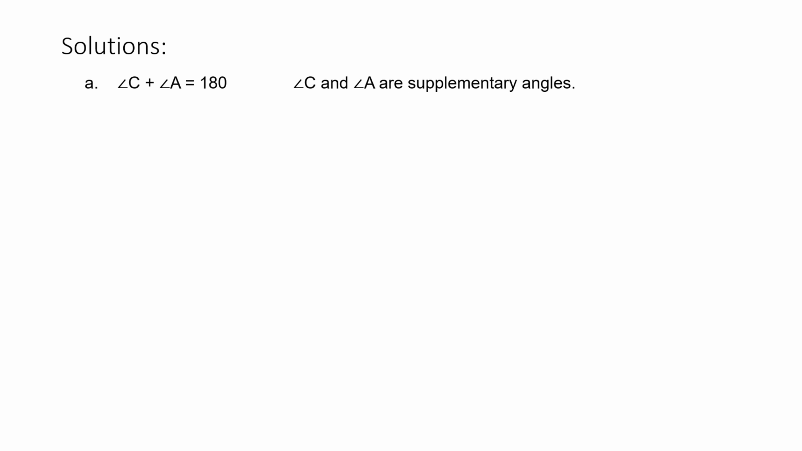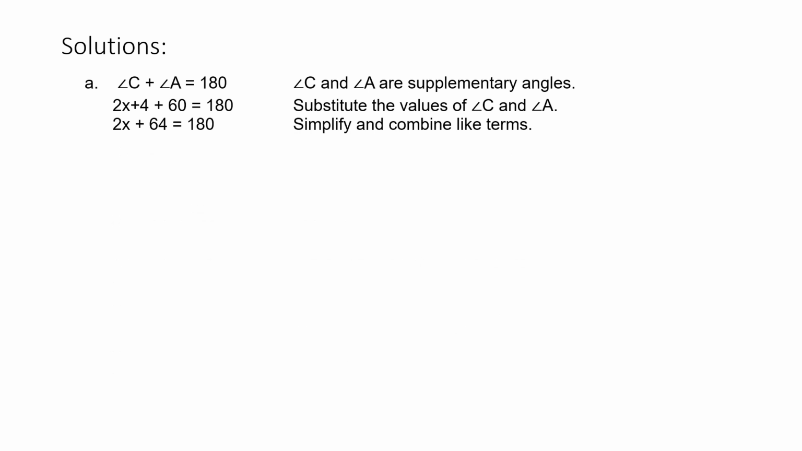Solutions. Letter A. Since angle C and angle A are consecutive angles, therefore they are supplementary. So we have angle C plus angle A is equal to 180. Substitute the values of angle C and angle A. 2x plus 4 plus 60 is equal to 180. Then simplify and combine like terms. 2x plus 64 is equal to 180.